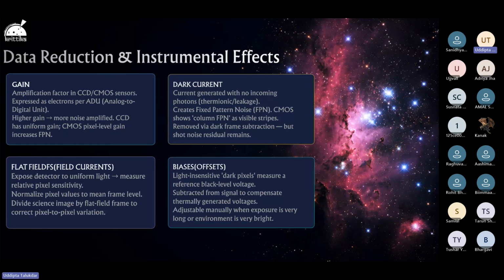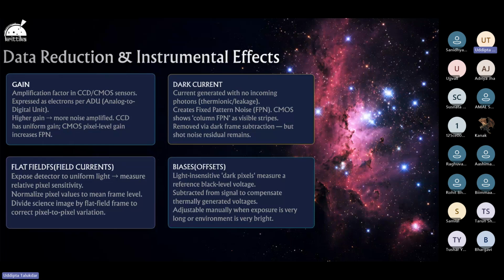What is gain? It's the conversion factor between physical electrons collected and the number your computer records, that is ADU. The full form is written here, analog to digital unit. When a photon hits your CCD or CMOS sensor, it knocks out an electron. But your computer doesn't just store electrons, it stores numbers called ADUs. Gain tells you how many electrons equal one ADU. A gain of 2 means 2 electrons give one ADU.